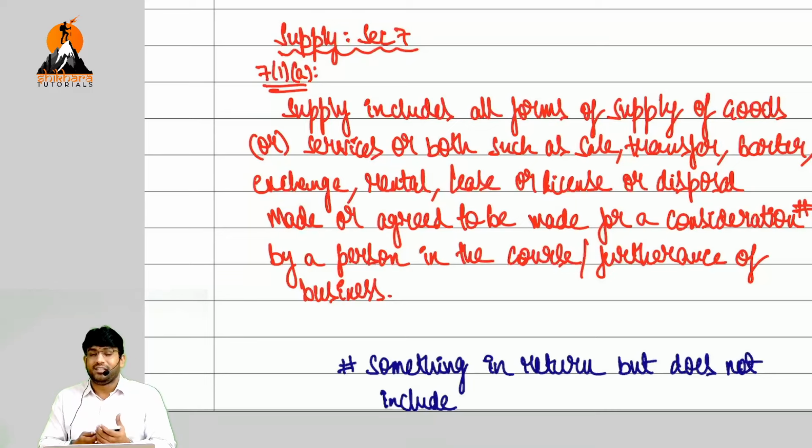Is it supply? There is a person, there is a consideration, there is a sale. But still it is not a supply. Why? It is not in the course of furtherance of business. Clear, friends?